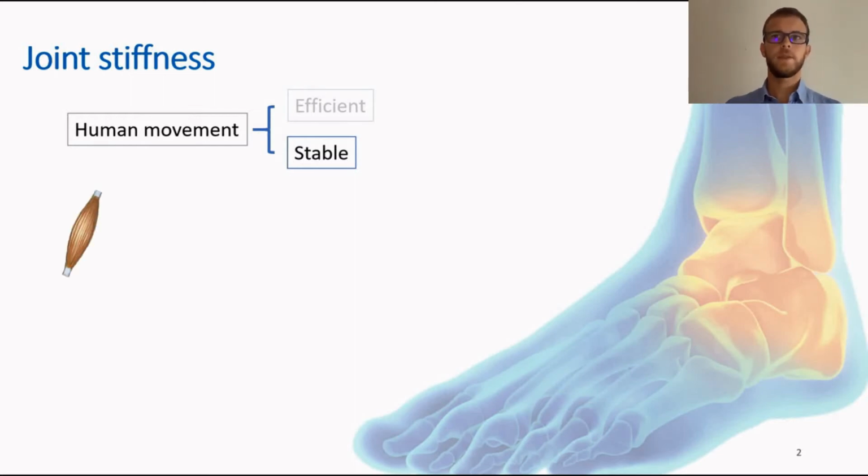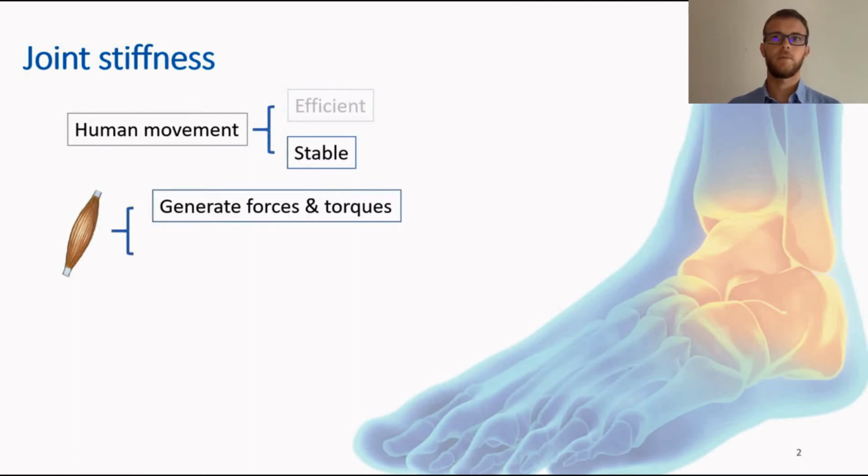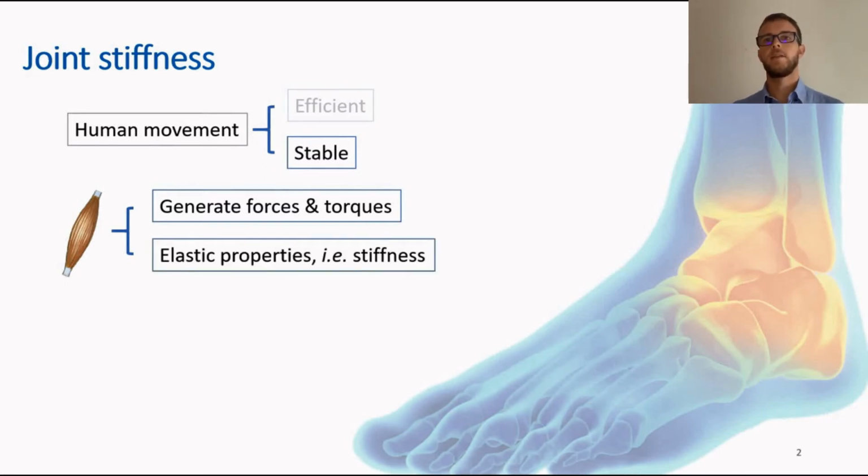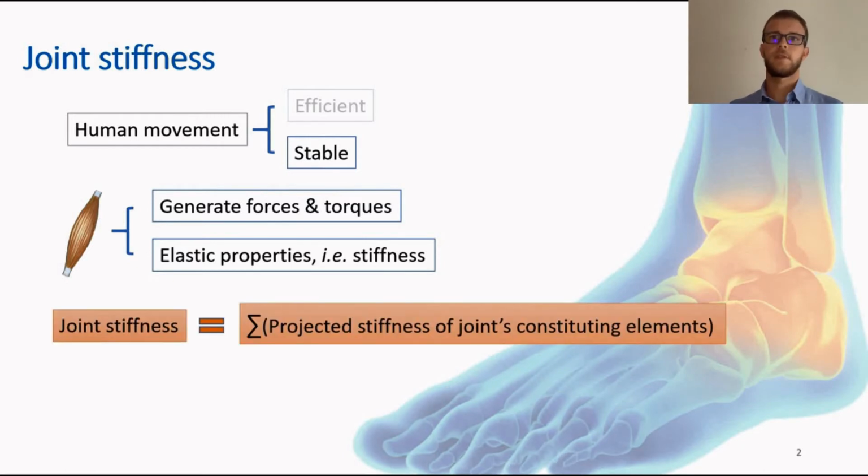We achieve movement thanks to the muscles, which are able to contract to generate forces and torques that move the skeleton. But this is not the only thing they do, as muscles and tendons possess elastic properties. This means that when they are stretched, they store elastic energy and generate a force that opposes that stretch. This brings us to our definition of joint stiffness, which is the sum of projected stiffnesses of all elements comprising a certain joint. The main contributors to the joint stiffness are muscles and tendons.